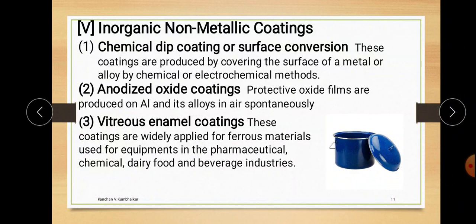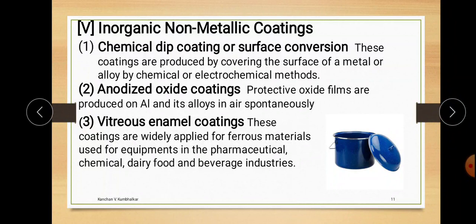And the last, vitreous enamel coating. This is an example of vitreous enamel coating. Vitreous or porcelain enamels are modified glass-like materials having different compositions which are usually applied on steel and cast iron equipment. The metal part to be enameled is first cleaned carefully to remove grease and oxide scales.